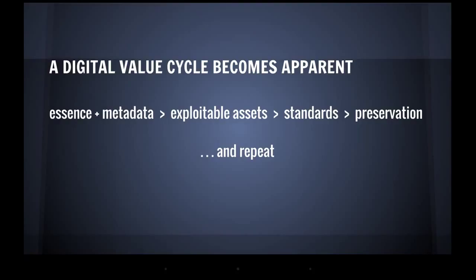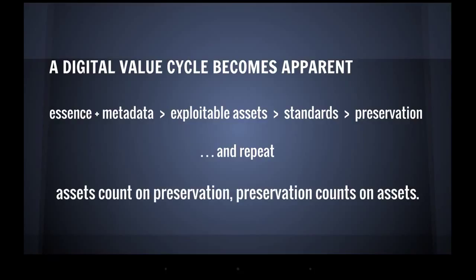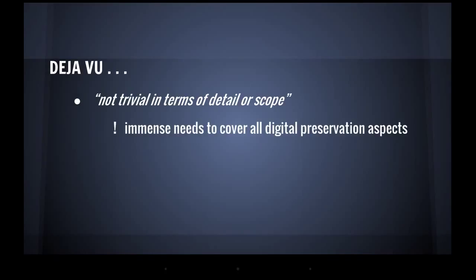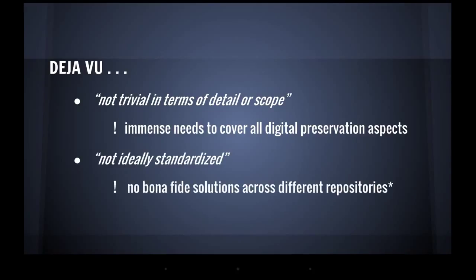So this is my own little device that I'm using to show bare minimum logic of this attempt. In other words, assets count on preservation. Preservation counts on assets. Good. Here we go. Remember this? Not trivial in terms of detail or scope. In other words, we have immense needs to cover all digital preservation aspects. And not ideally standardized. There's no bona fide solutions across different repositories.